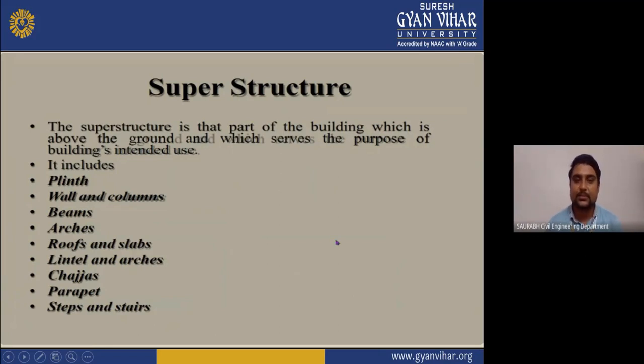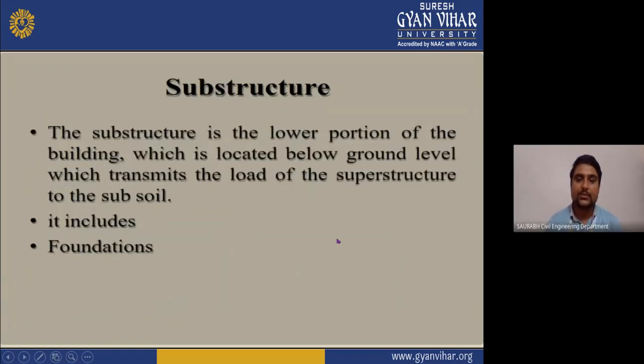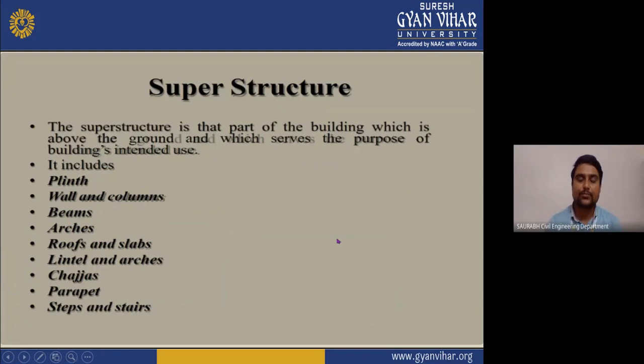The superstructure is that part of the building which is above the ground and which serves the purpose of the building's intended use. It includes plinth, wall and column, beams, arches, roof and slab, lintel and arches, chhajjas and parapet, and steps and stairs. In simple words, it is the upper part of the building which starts from the ground level. You can say these are your superstructure.